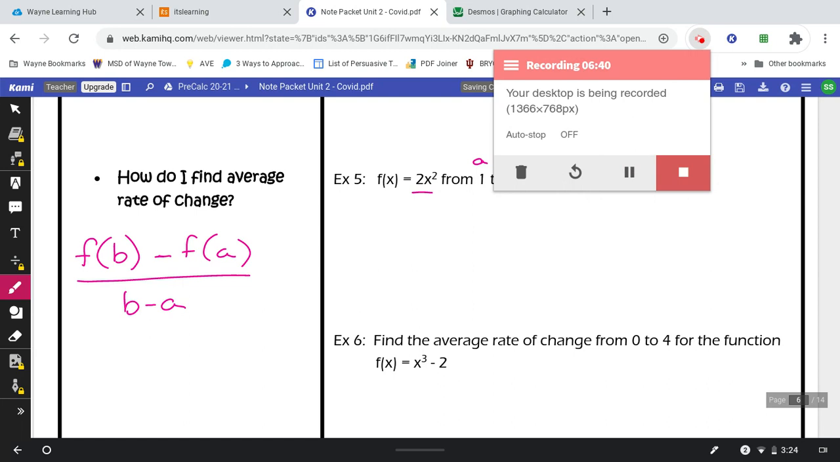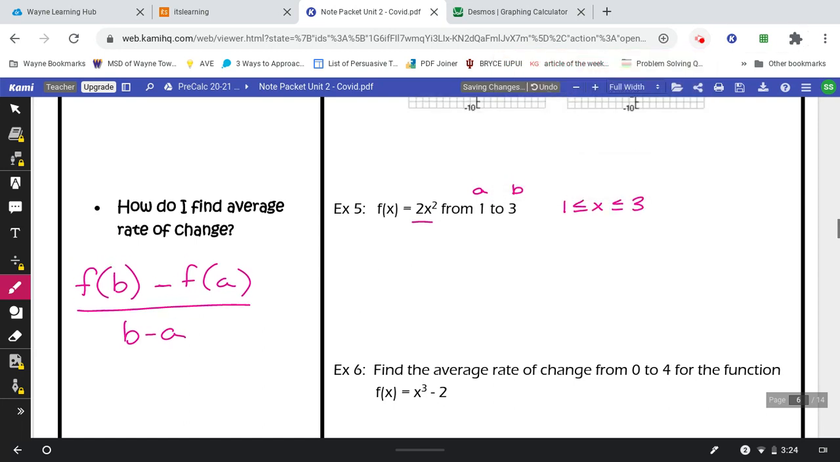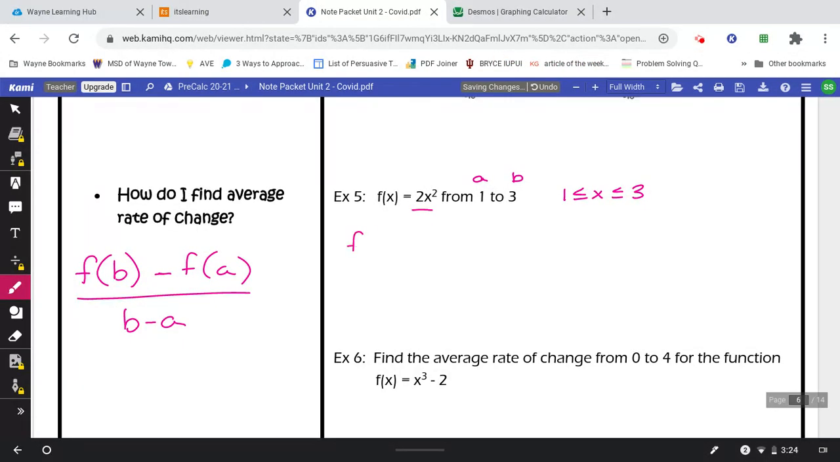So I'm going to set up my problem like this. I'm just going to go ahead and plug in my a and my b. So f of 3 minus f of 1 over 3 minus 1. And then I'm going to do the f of 3 off to the side. So f of 3, I'm going to plug in a 3, just like that. 3 squared is 9, and 2 times 9 is 18.